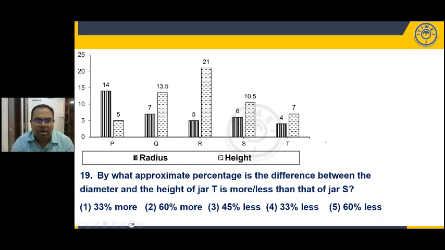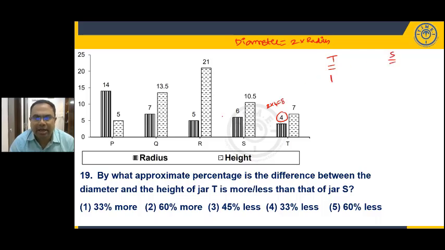Nineteenth is easy. By what approximate percentage is the difference between diameter and height of jar T? Difference between diameter and height. For T, the diameter will be 2 times the radius, so 2 into 4, 8. 8 minus 7, this is 1.